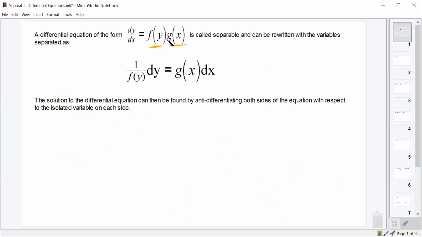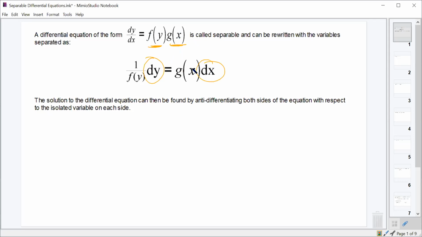So a function in terms of y and a function in terms of x, either being multiplied or divided, because remember, multiplication, division, there's not really any difference. It's the same basic concept. All we have to do is separate the x's and the y's so that they can go on the sides with the dy and the dx. Then we'll just integrate both sides separately.